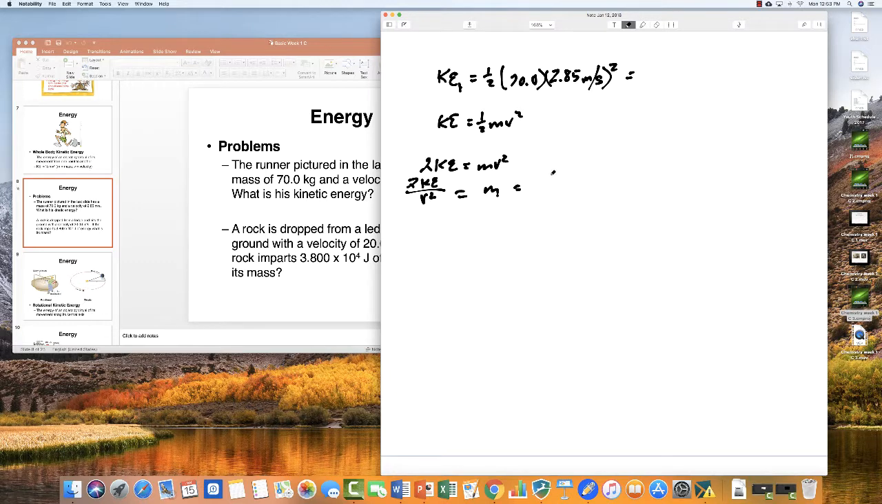So if we put that in over here, it would be 2 times 3.8 times 10 to the fourth divided by 20 squared, or 7.6 times 10 to the fourth divided by 4 times 10 to the 2. And I can actually do this one in my head. It would be 1.9 times 10 to the 2, or 190 kilograms. So that would be the mass of this object based on these calculations.